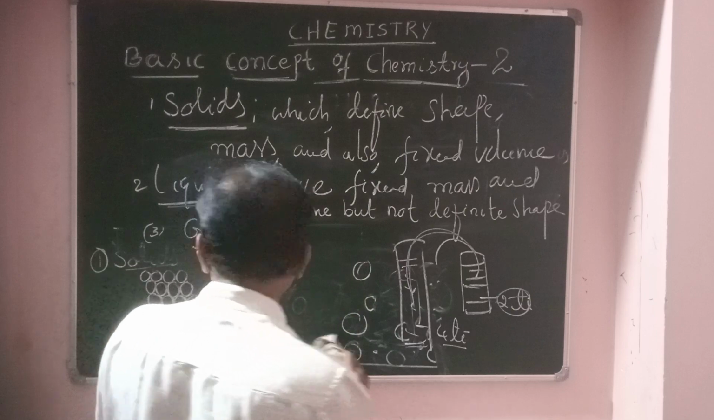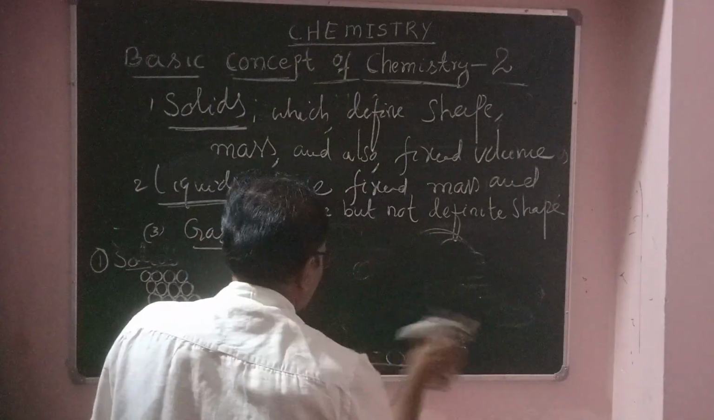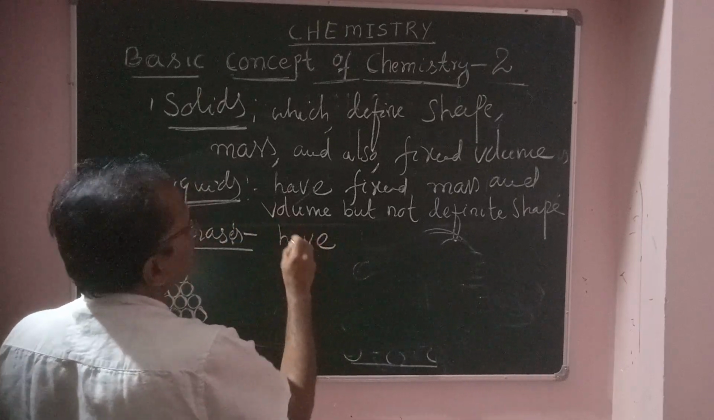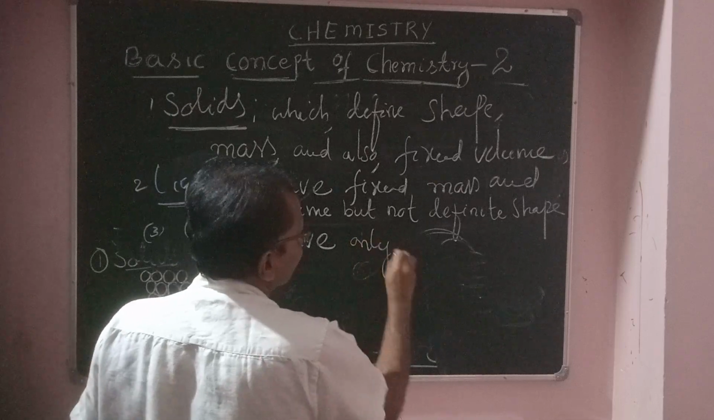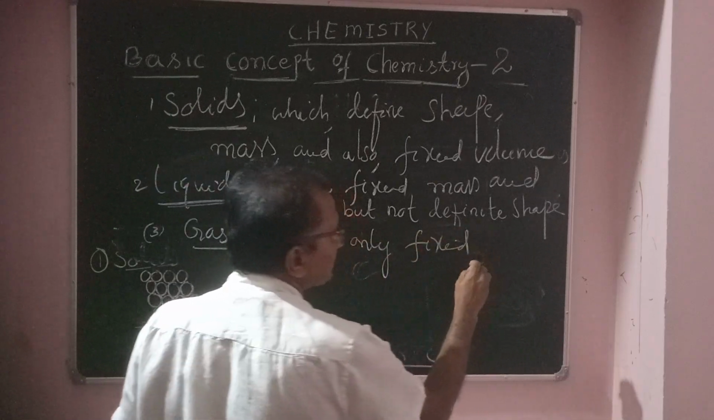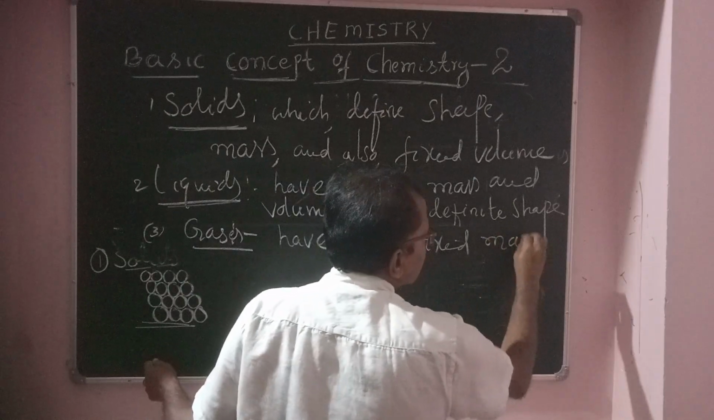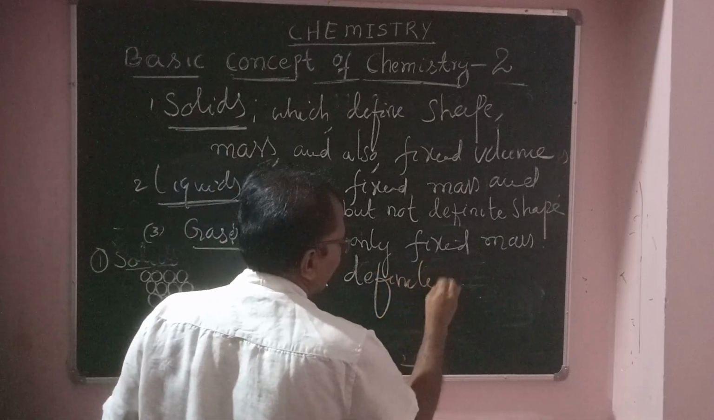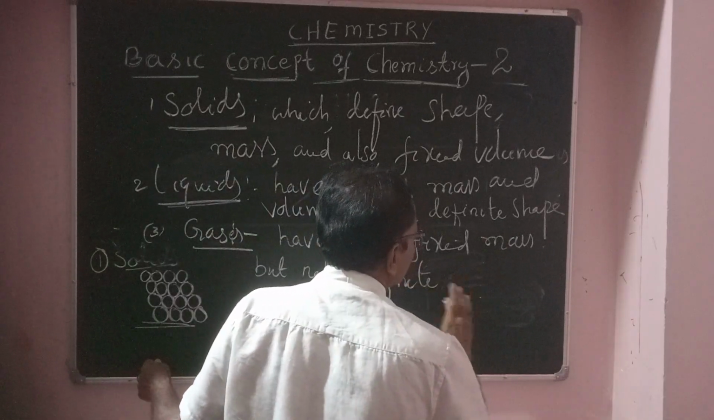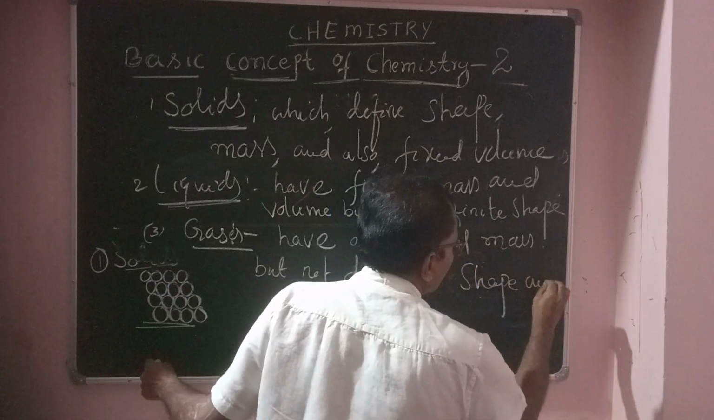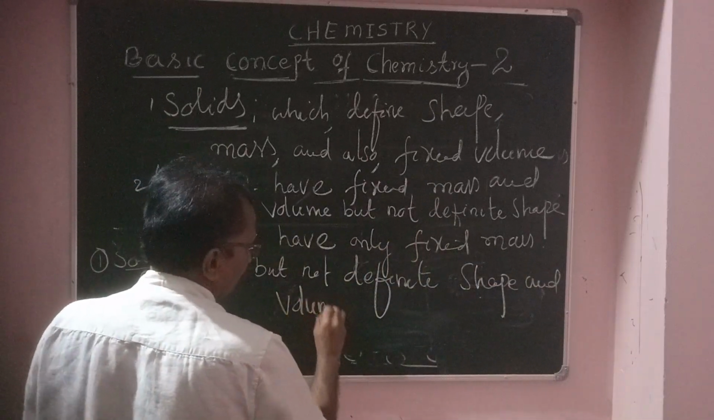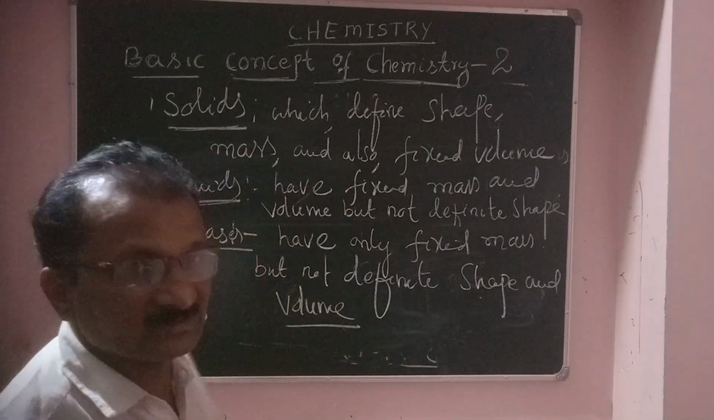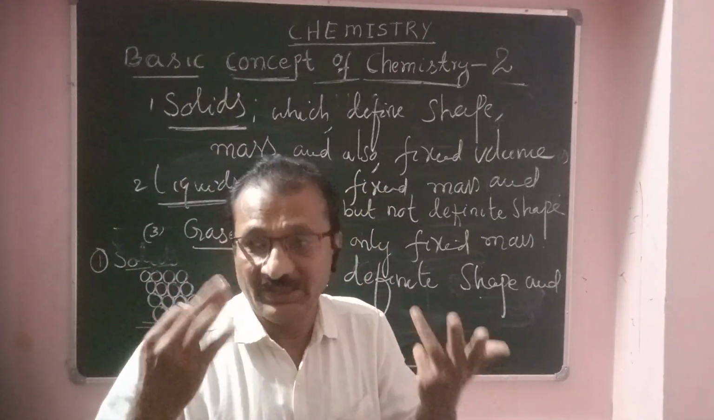How can you define a gas? Gases have definite mass, but not definite shape and volume. Examples of gas are oxygen, nitrogen, air, carbon dioxide.